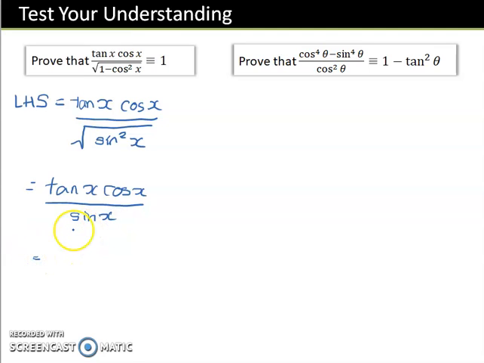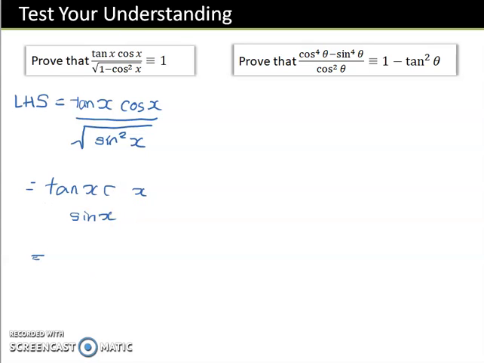Now, this is interesting. I've got tan x, and then I've got cos over sine x, which from the one previously we know is the same as 1 over tan x. Now, you could do it like that, or I might take it back, and then you would just cancel and get 1, so that's fine.